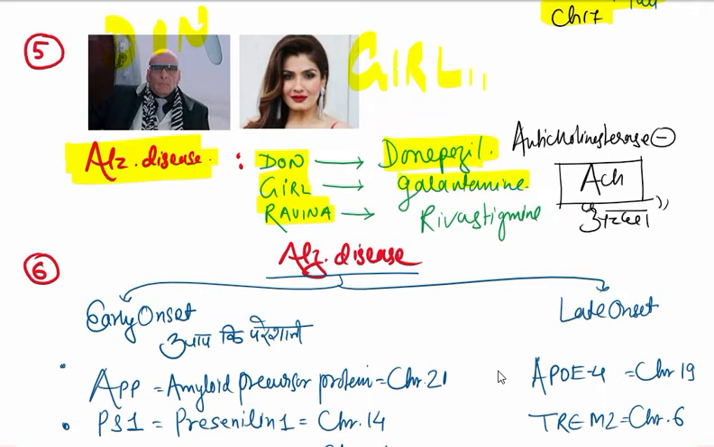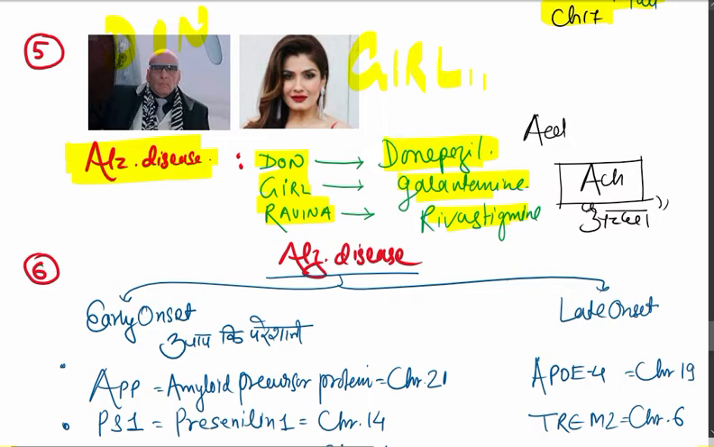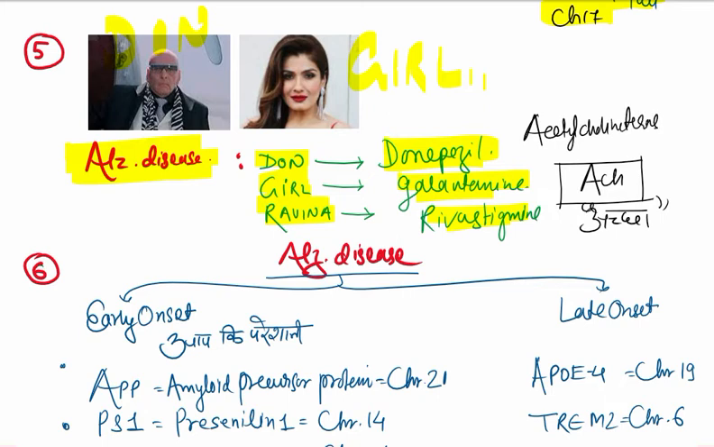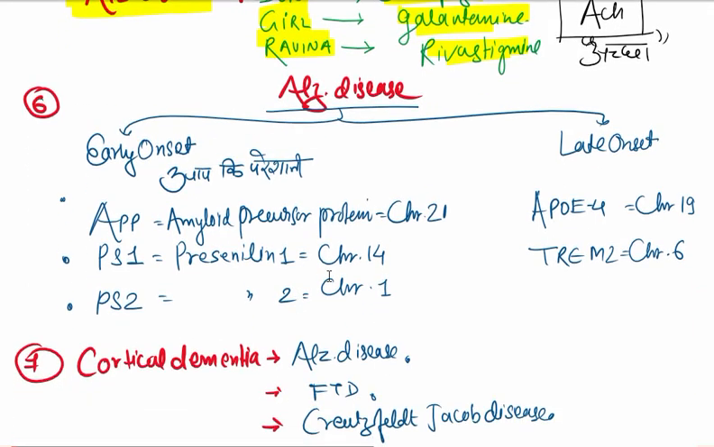Sorry for a little correction. These drugs should be acetylcholinesterase inhibitors. Sorry for the correction. Okay, but the mnemonic is good. Next one is Alzheimer disease.